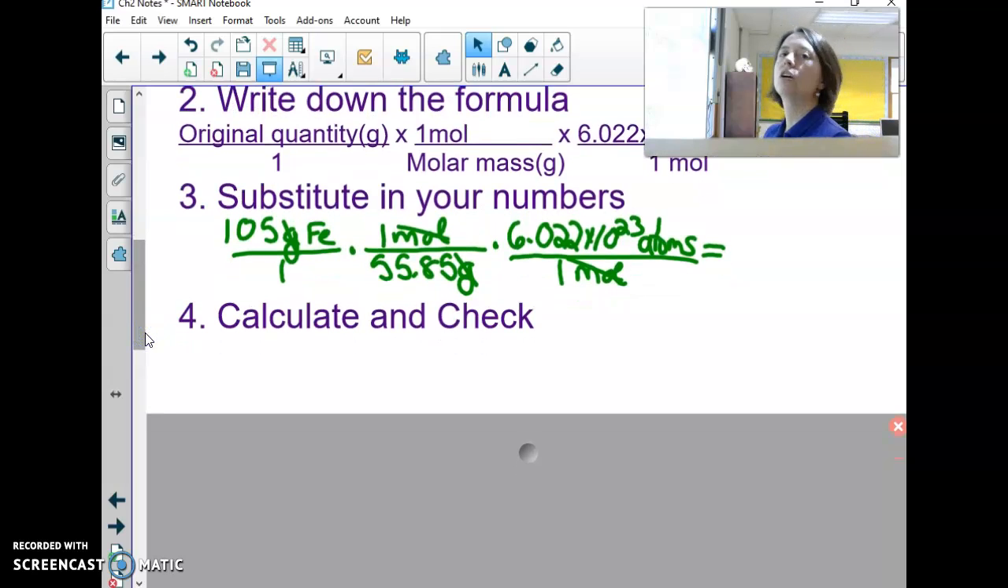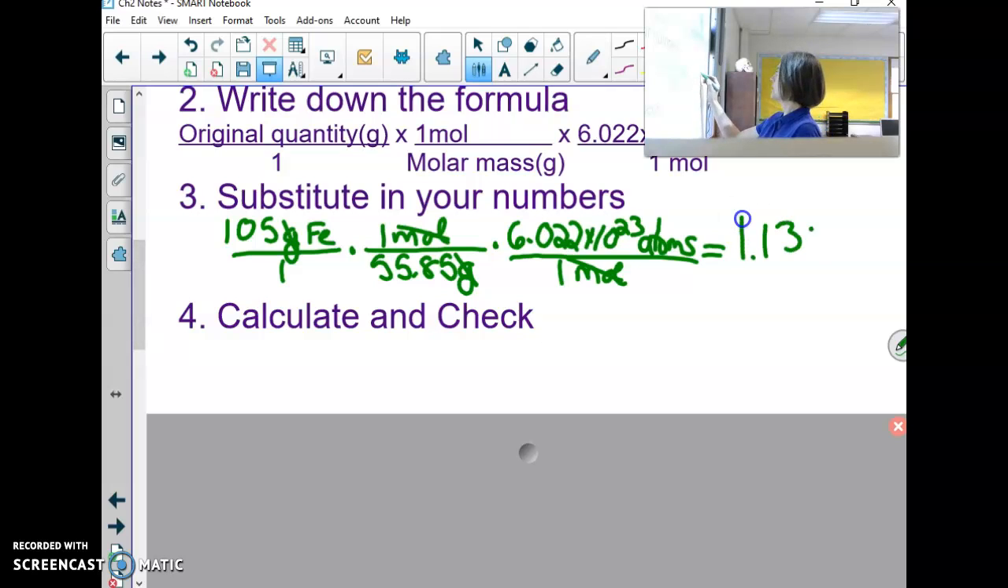So if your answer is something like 1.13 times 10 to the 24th atoms, then you are correct. Good job. If you got something very different from that, you'll want to recheck your math.